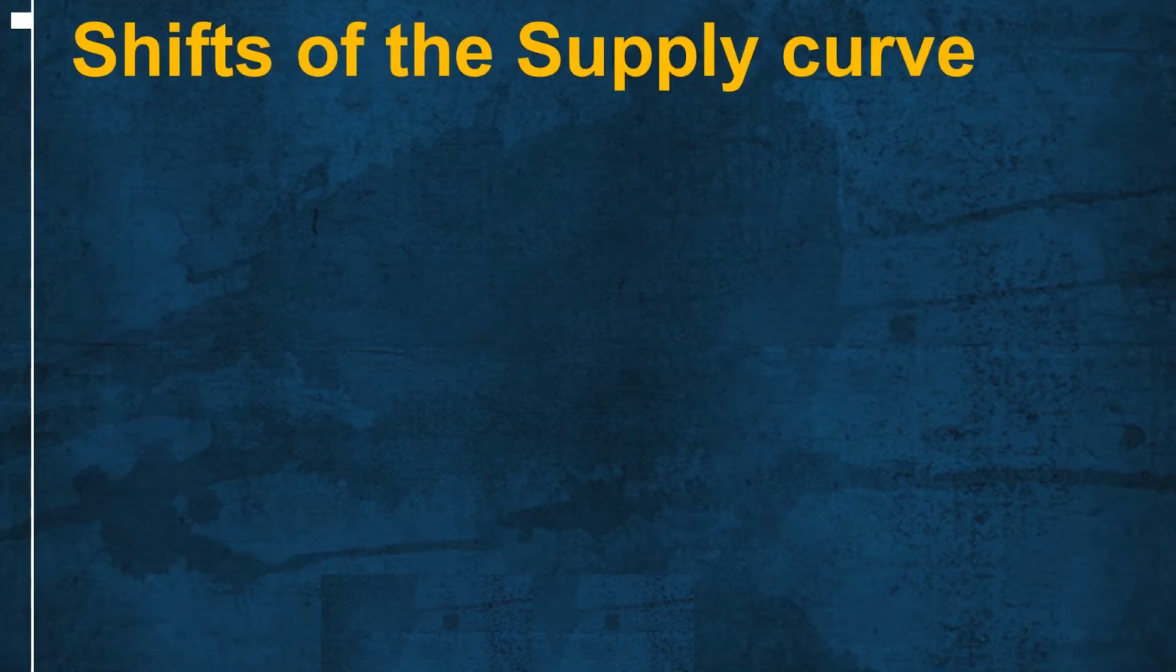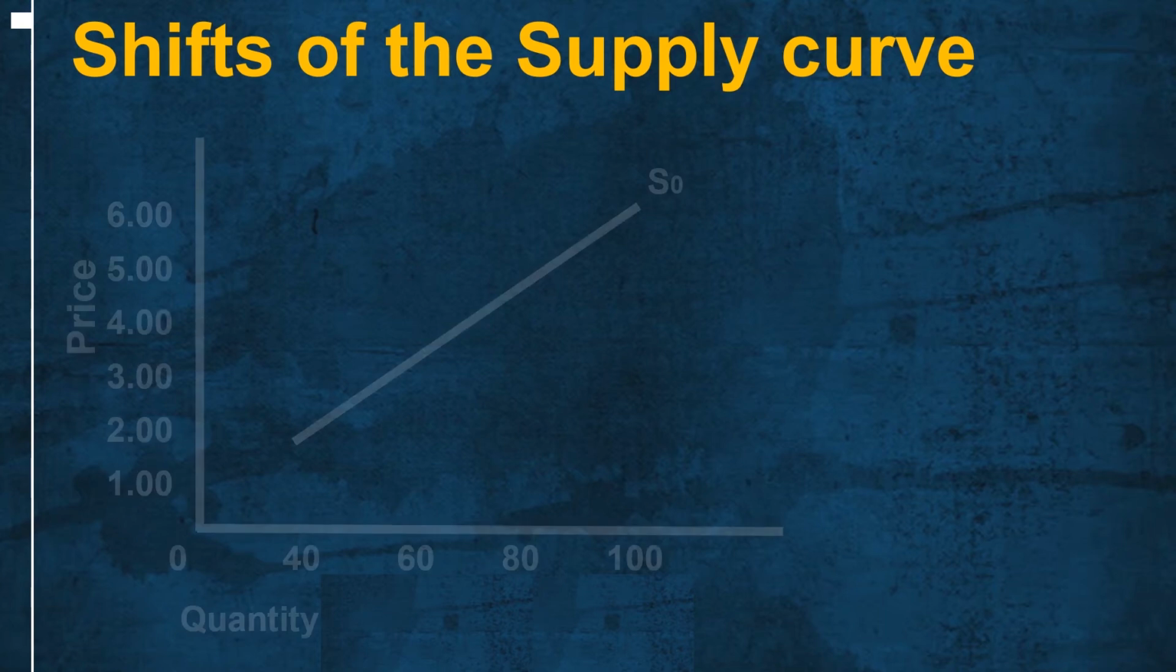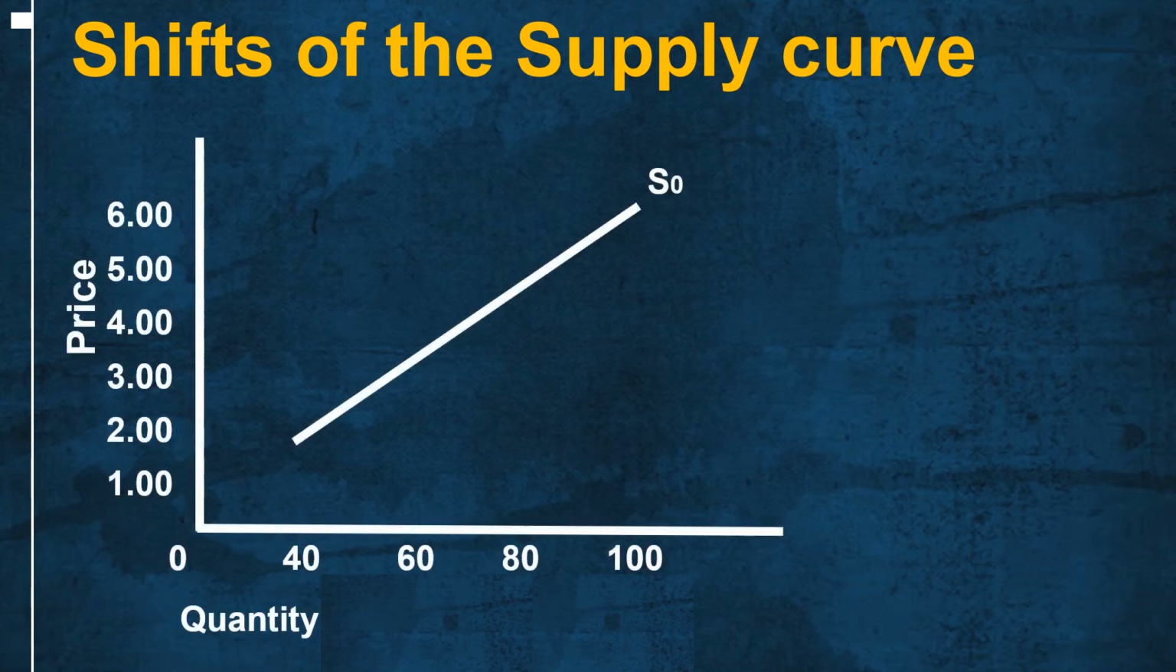Just like the demand curve from our previous lesson, there are factors that cause a shift of the supply curve as well. Movement of the supply curve can represent an increase or decrease in supply. Let us illustrate this using graphs. When supply increases, the supply curve shifts to the right, and when supply decreases, the supply curve shifts to the left.